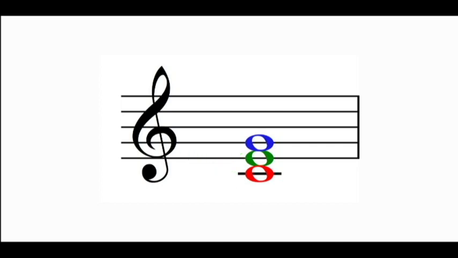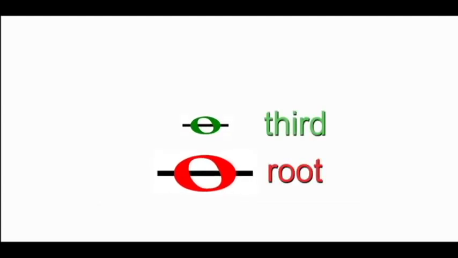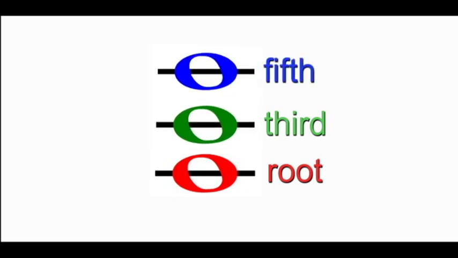To make things a little bit easy for you, I'm going to assign colors to the various aspects of the triad. That way, you can keep track of what's what. For example, roots will always be red, thirds will always be green, and fifths will always be blue.